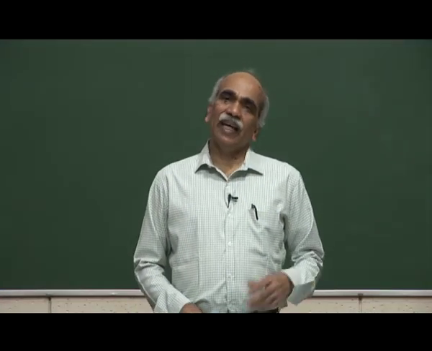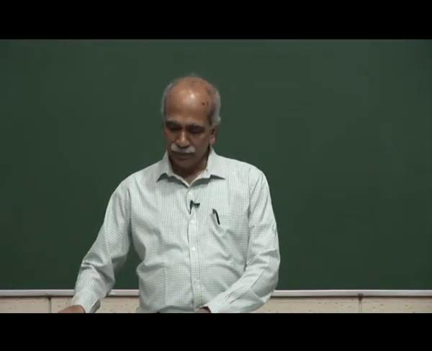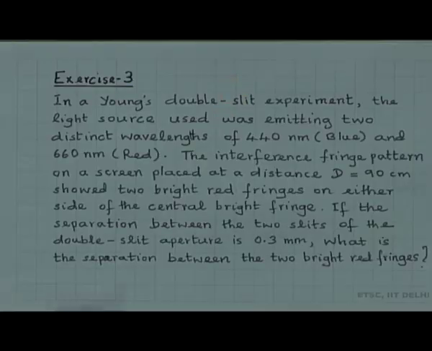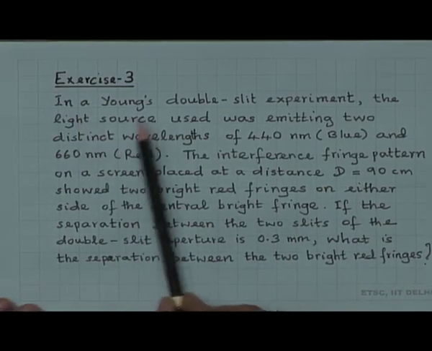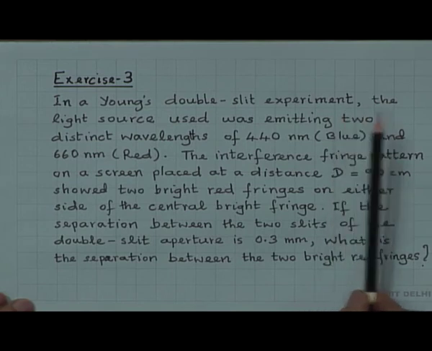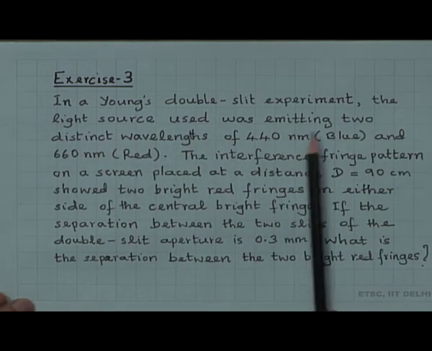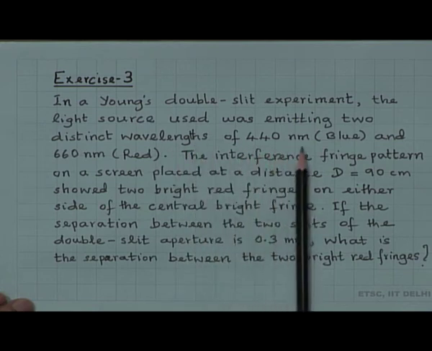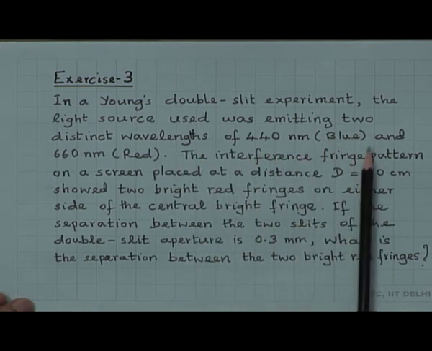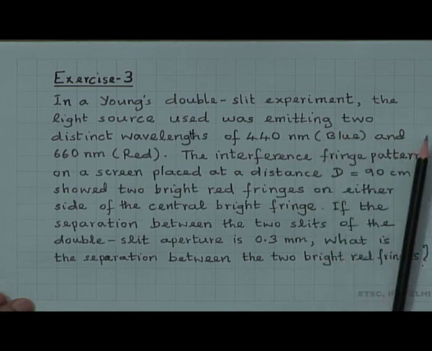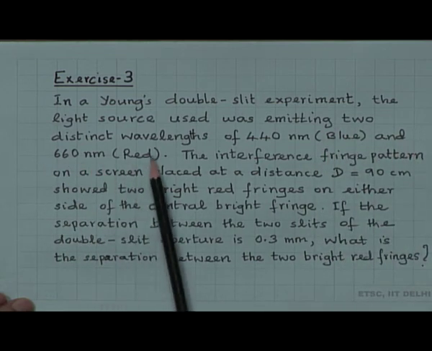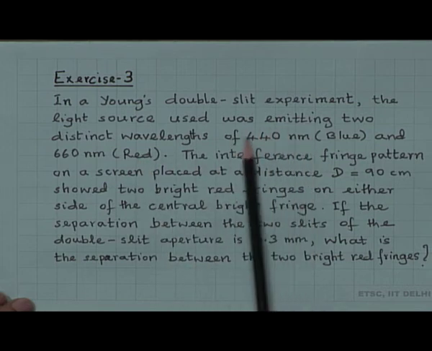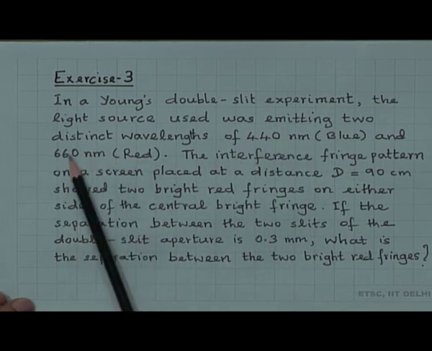We now take another problem, exercise 3. Let me read it again. In a Young's double slit experiment, the light source used was emitting two distinct wavelengths: 440 nanometer, which is in the blue region, and 660 nanometer, which is in the red region. So we call this the blue wavelength and this the red wavelength.